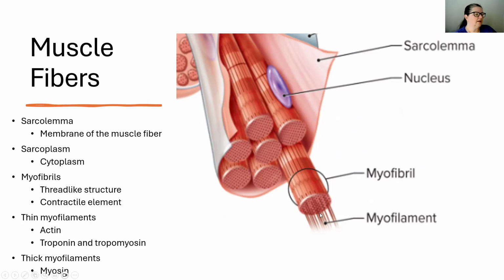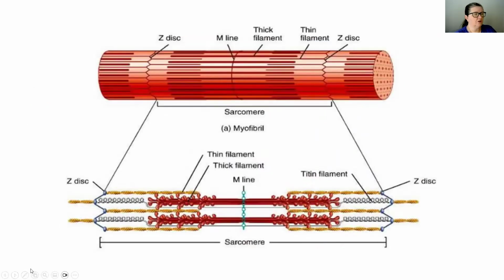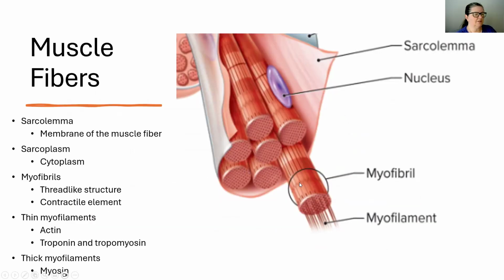In between or inside of those is myofilament, and we have thick myofilament and thin myofilament, each containing different proteins. One contains actin and troponin and tropomyosin, and the other just contains myosin. Those you'll see here in a moment play a good part. And here is what that is. So this is just representative of this. We're just going smaller and smaller.